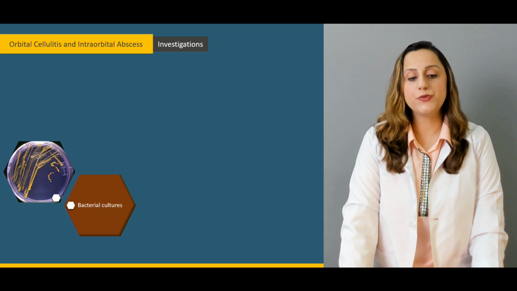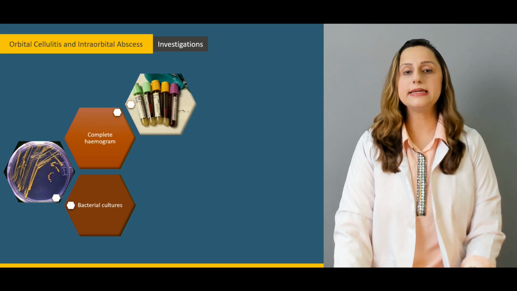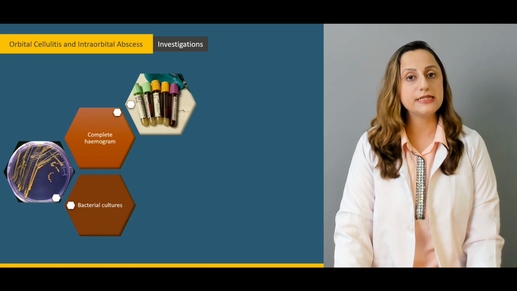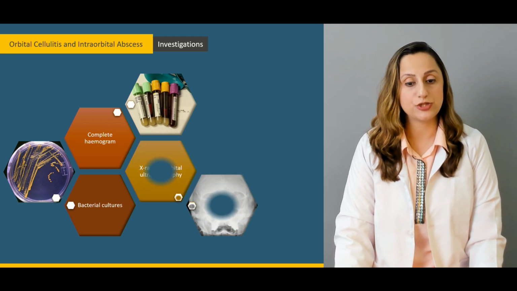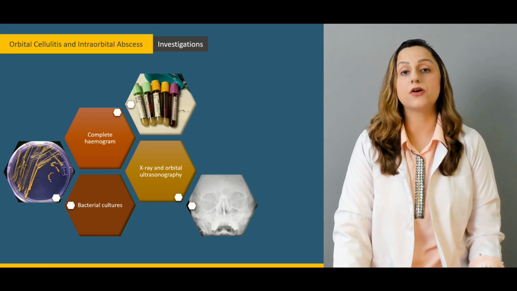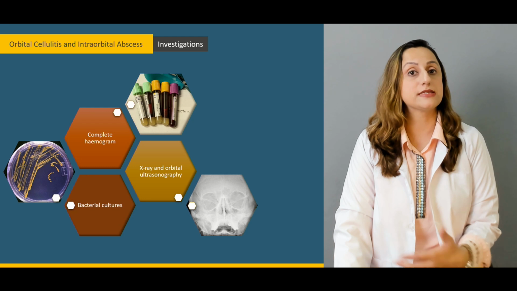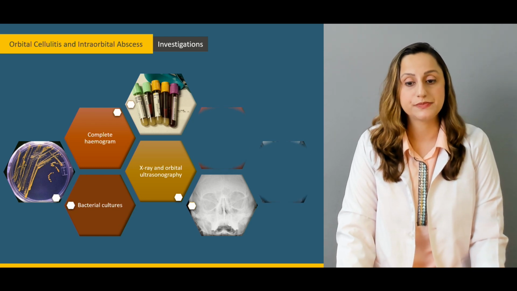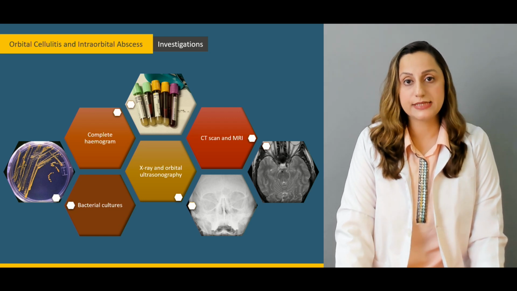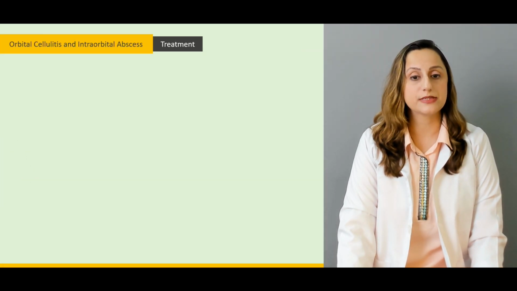The investigations would be to perform bacterial cultures on the accumulated pus. A complete hemogram, that is the complete blood count, would be taken, and LFTs and RFTs would be performed as baselines in these individuals. X-rays and orbital ultrasonography would reveal the extent of the infection, whether it has involved the neighboring cavities or structures or not. Finally, we'd perform radiological imaging techniques, for example CT scans and MRIs, which are also sometimes indicated for these individuals.